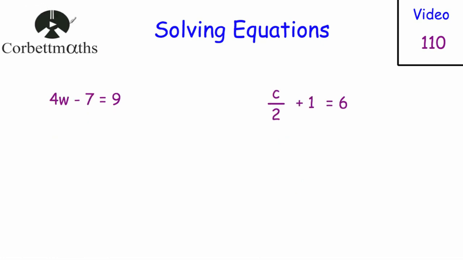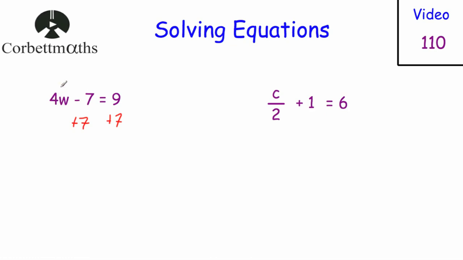Okay, next. Now we've got some more equations, and these ones have got two steps. So we've got 4w minus 7 equals 9. So we want to get the w on its own. So what we're going to do is get rid of this minus 7 to begin with. So we're going to do the opposite of minus 7, which is add 7 to this side and to the other side. So we've added 7 to get rid of the minus 7.